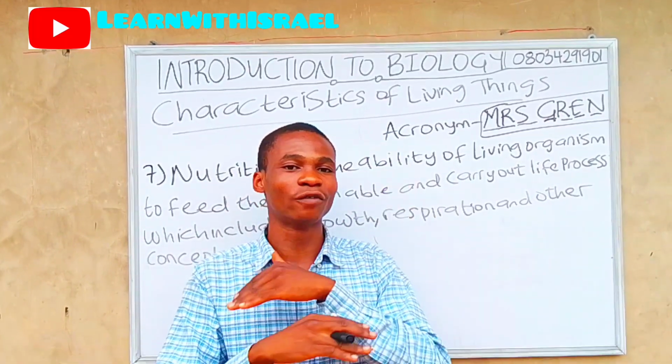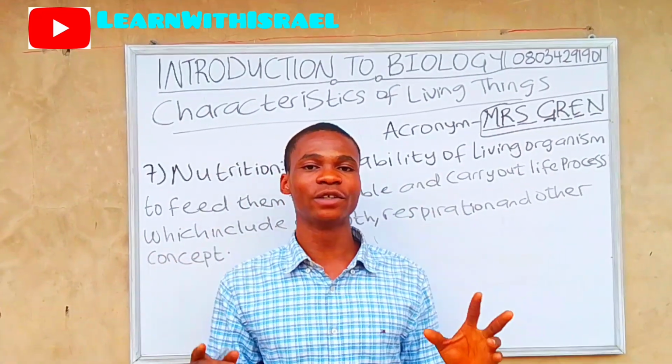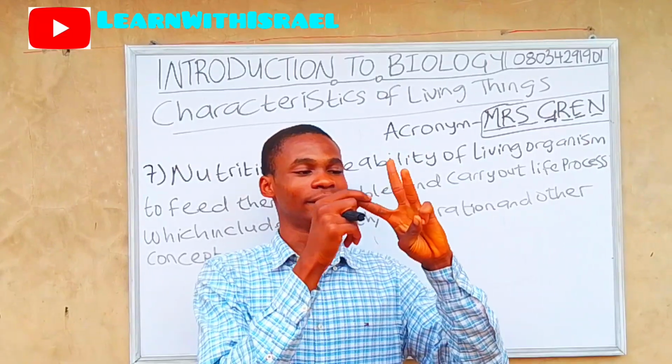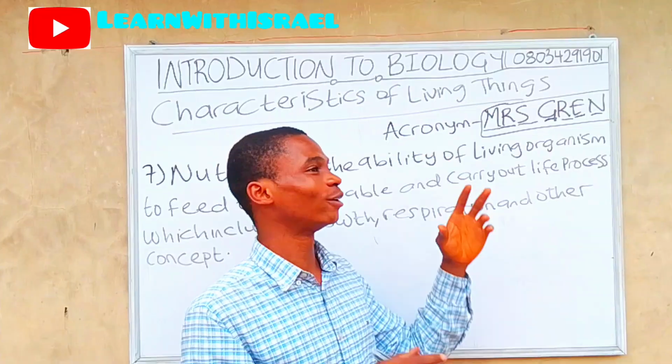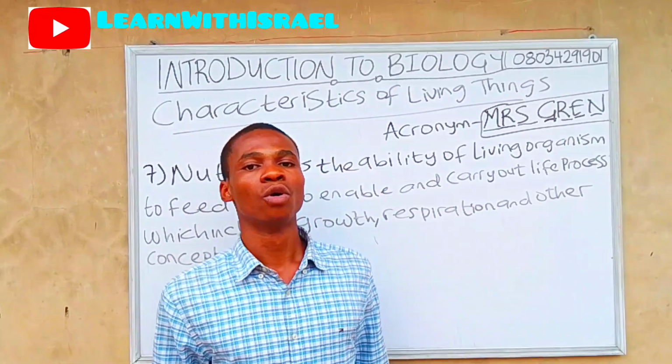That's the end of the cycle for living organisms. Death is the end of the cycle for living organisms. So those three are called DAC: death, adaptation, competition. They are not characteristics of living things, but they are also important. They are vital concepts you need to know.